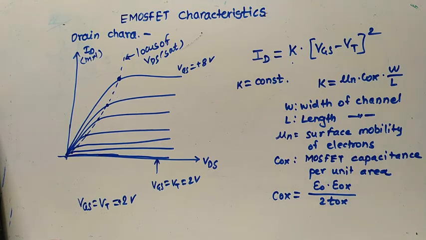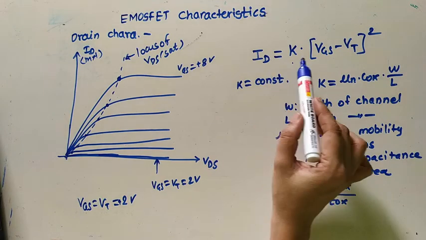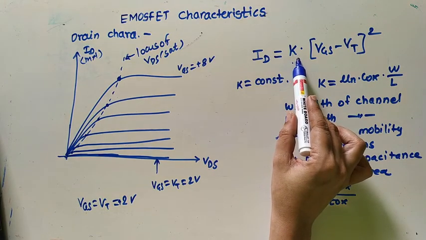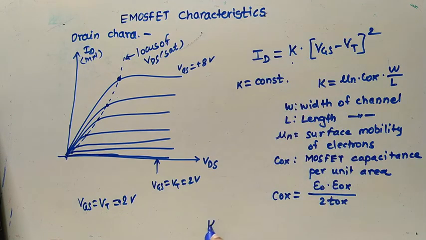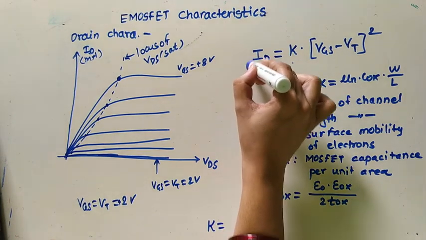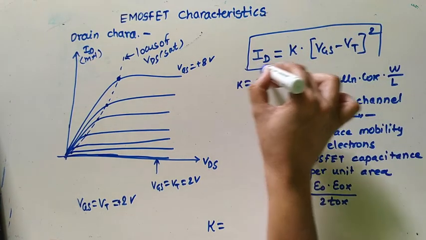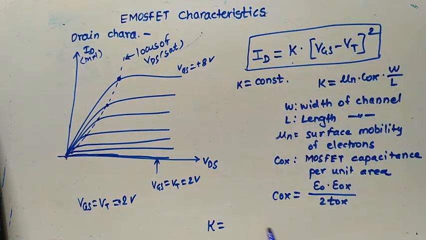Then if we have to find out the value of K when some current flows, this K can be calculated with the help of this equation only. So that is given as ID on divided by (VGS on minus VT) squared. So this is the drain characteristics.